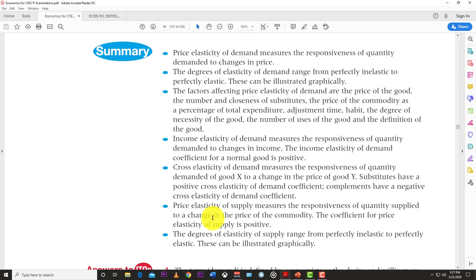So people, that's it for elasticity in a nutshell. Like I said, this is high school, so the math isn't too engaging. The basic formula we're using, there's a more complicated formula out there, but we're using the basic one.